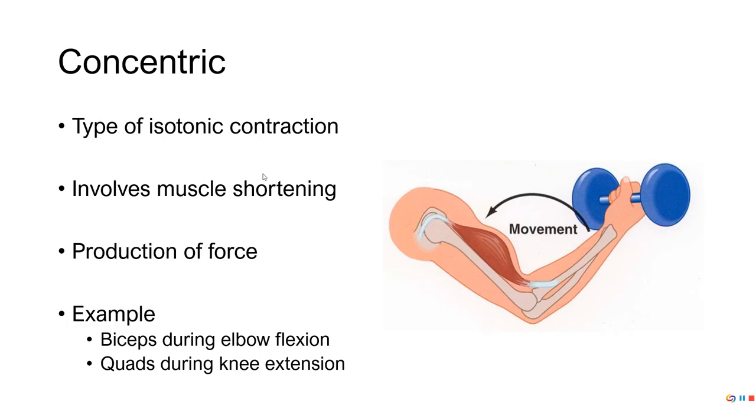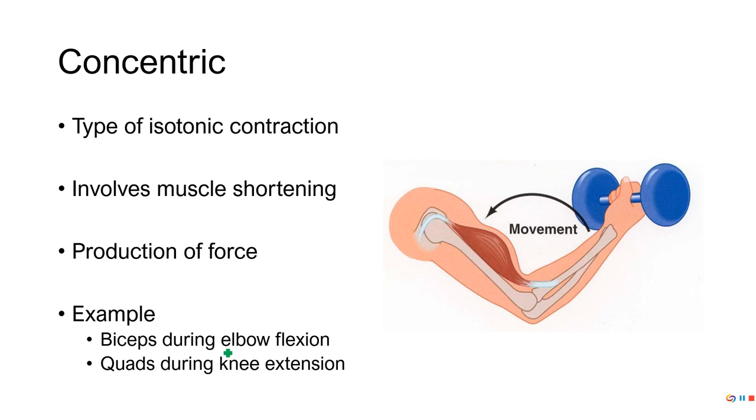We've got a concentric contraction, and this is where the muscle itself is shortening. You're producing force. Muscle shortening, producing force, like the biceps during elbow flexion. It's important to note that you've got to know what's going on with the joint angle. Usually the joint angle is decreasing, and we're going against gravity. So biceps during elbow flexion, quads during knee extension.